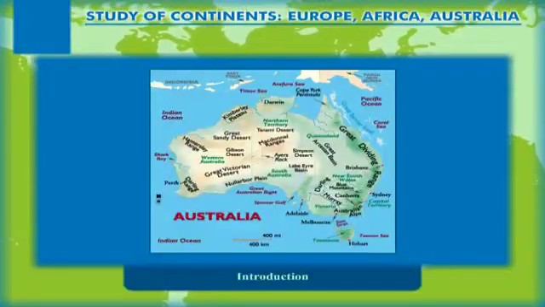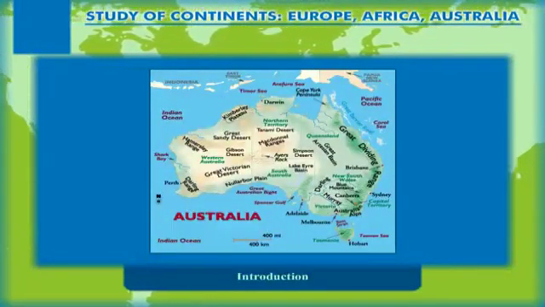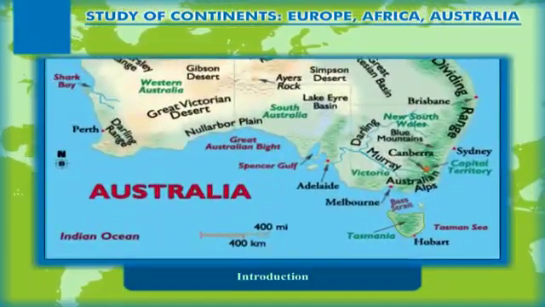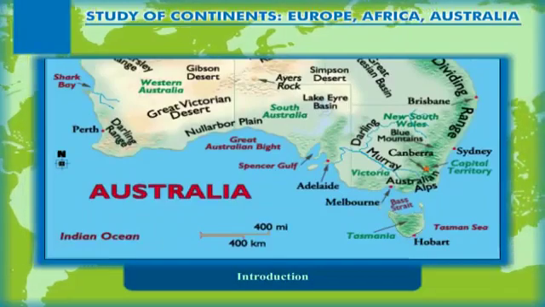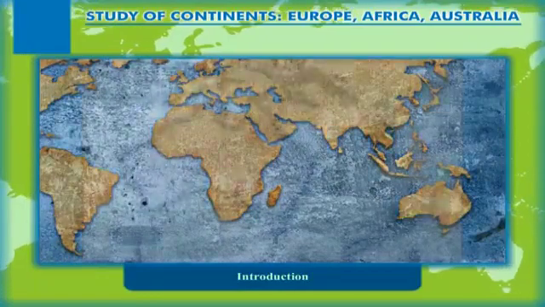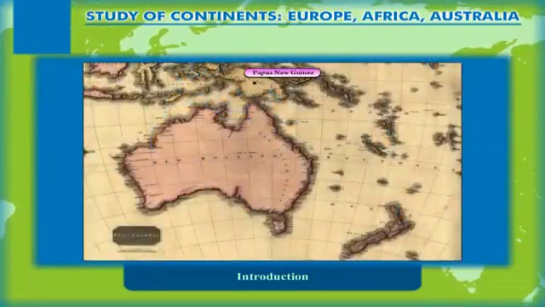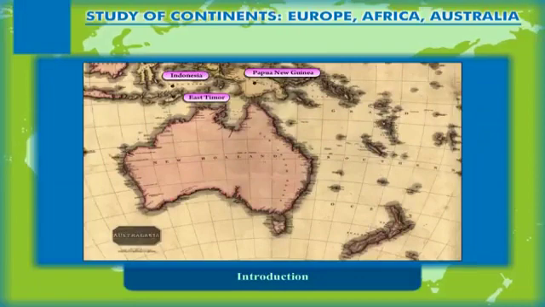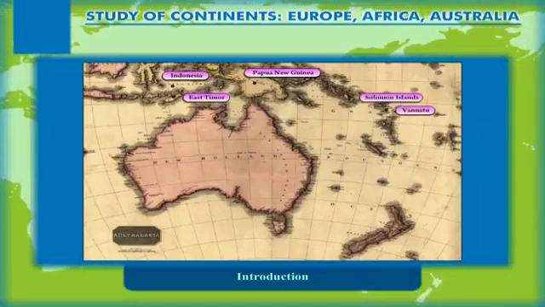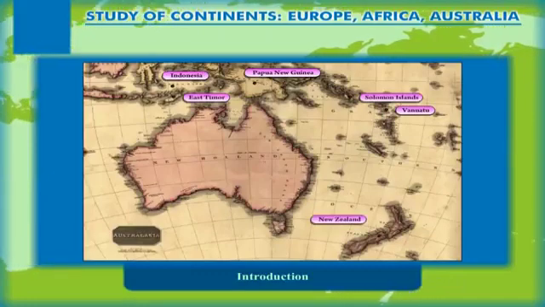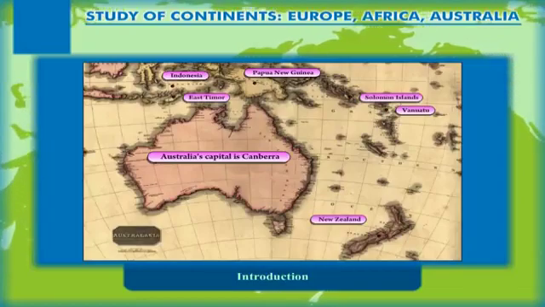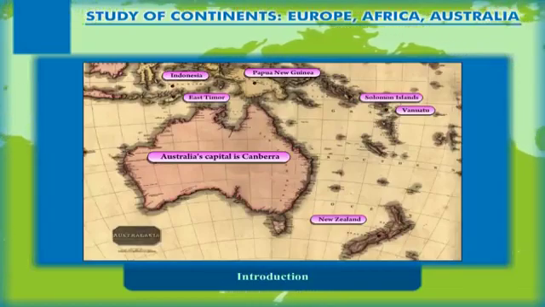Introduction. Australia is a country comprising the mainland of the Australian continent, the island of Tasmania, and numerous smaller islands. It is the world's sixth largest country by total area. The neighbouring countries are Papua New Guinea, Indonesia and East Timor to the north, the Solomon Islands and Vanuatu to the northeast, and New Zealand to the southeast.